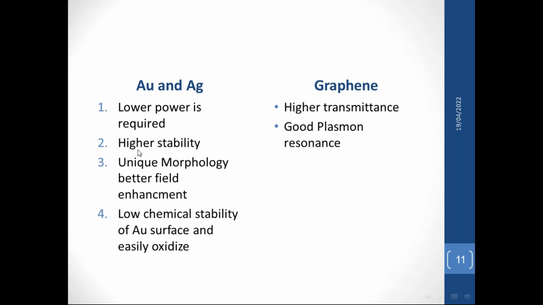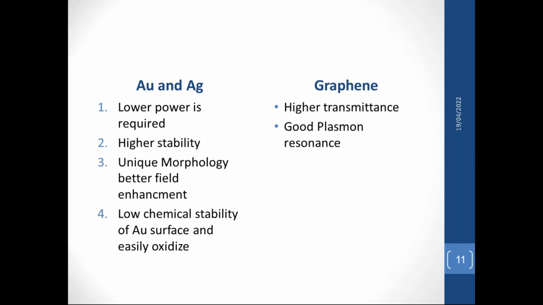Different particles or different materials are used for plasmon resonance. AU and AG have an advantage based on the higher effects. They provide lower power, higher stability, and they have a unique morphology that will lead to better field enhancement. They also have low chemical stability for AU because it's easily oxidized in biosamples.